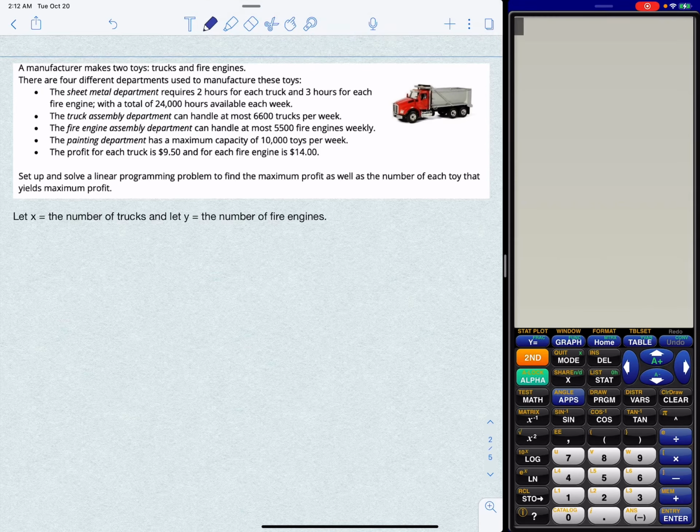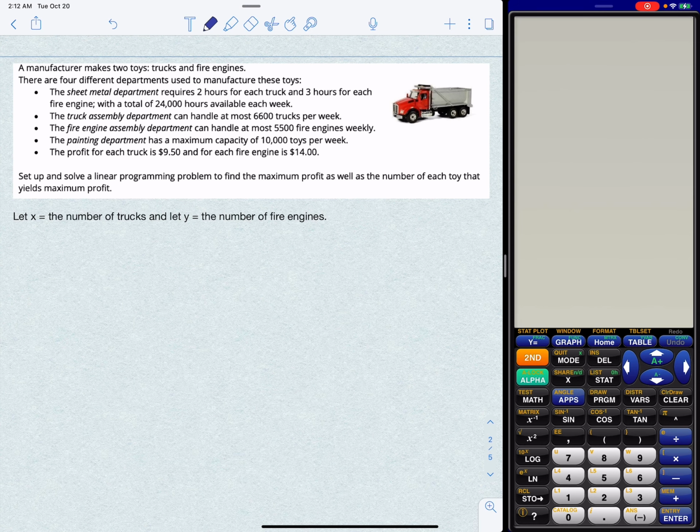So what we have here is a linear programming problem that has to do with manufacturing trucks and fire engines. It is a rather lengthy problem, so what I'd like you to do is pause the video, read all the information, and then come back and we'll hopefully be able to translate this into constraints and a function to maximize and solve the problem.